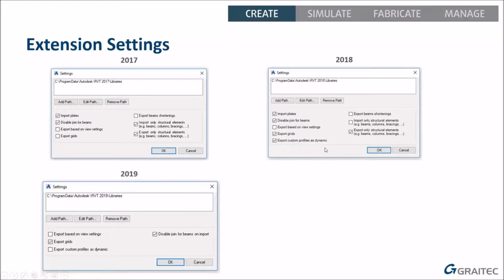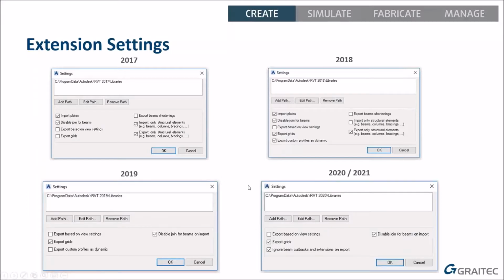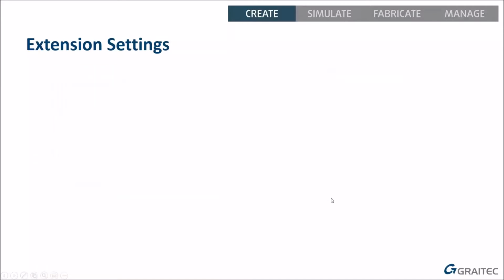That doesn't exist anymore. Now, when you compare 17 and 18 against 19, it looks like a lot of the options have disappeared. Well, actually, they've just been merged into the background. So for import plates, you no longer have the option to say I want to import plates or don't want to import plates. It will just import them for you. So it looks like options have been removed, but they've just been integrated into the extension.